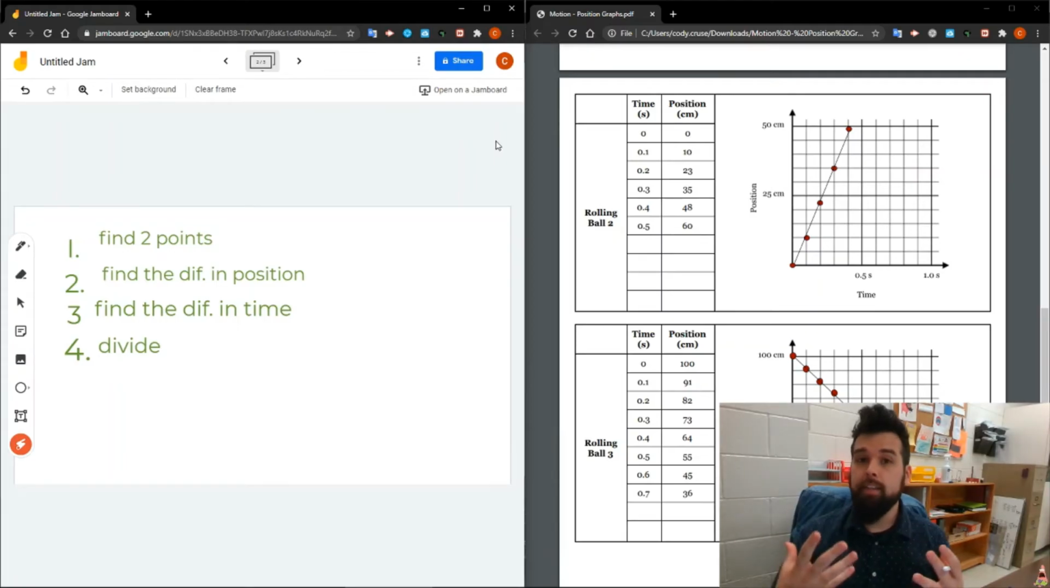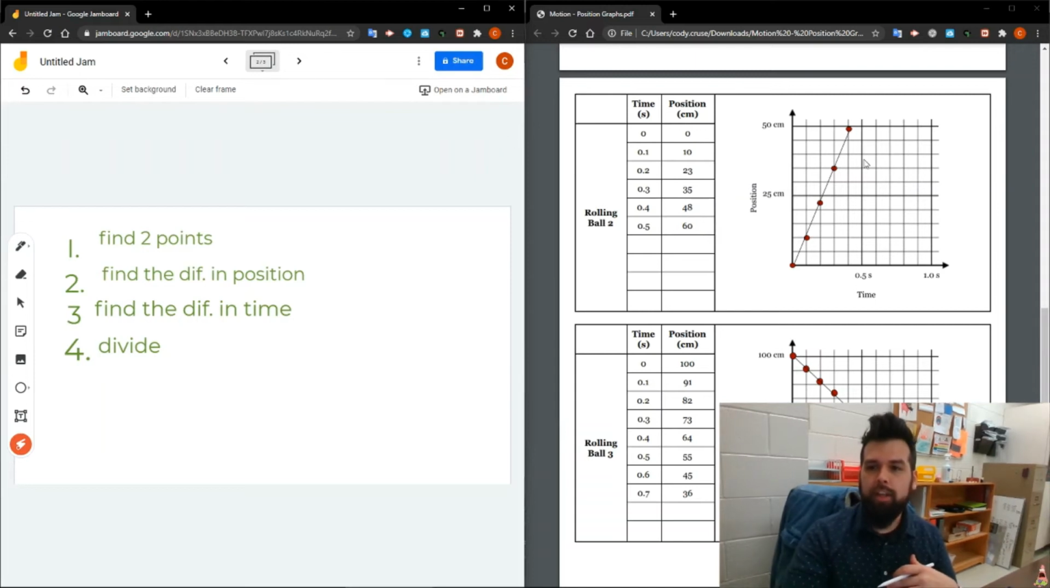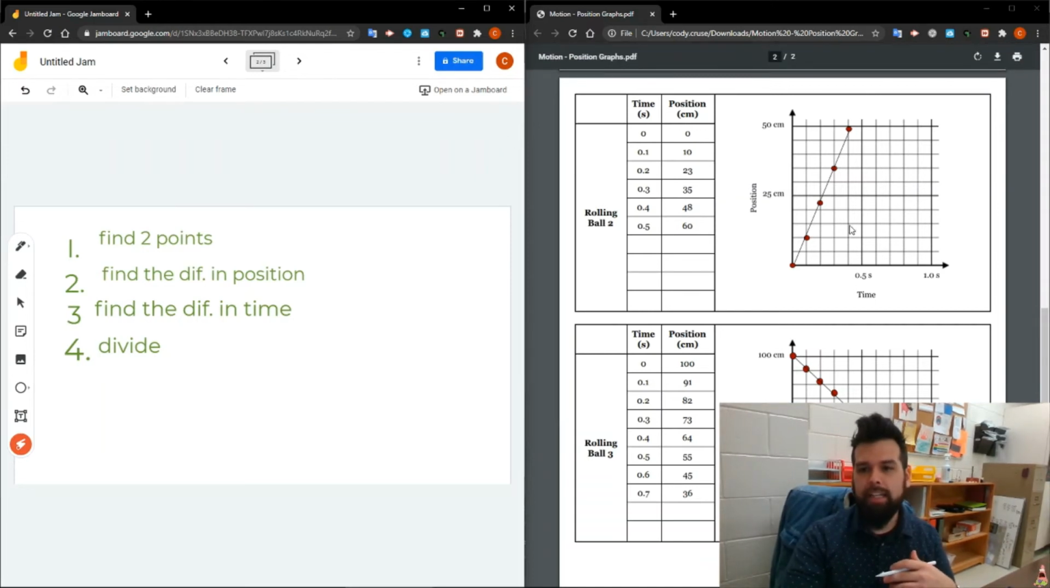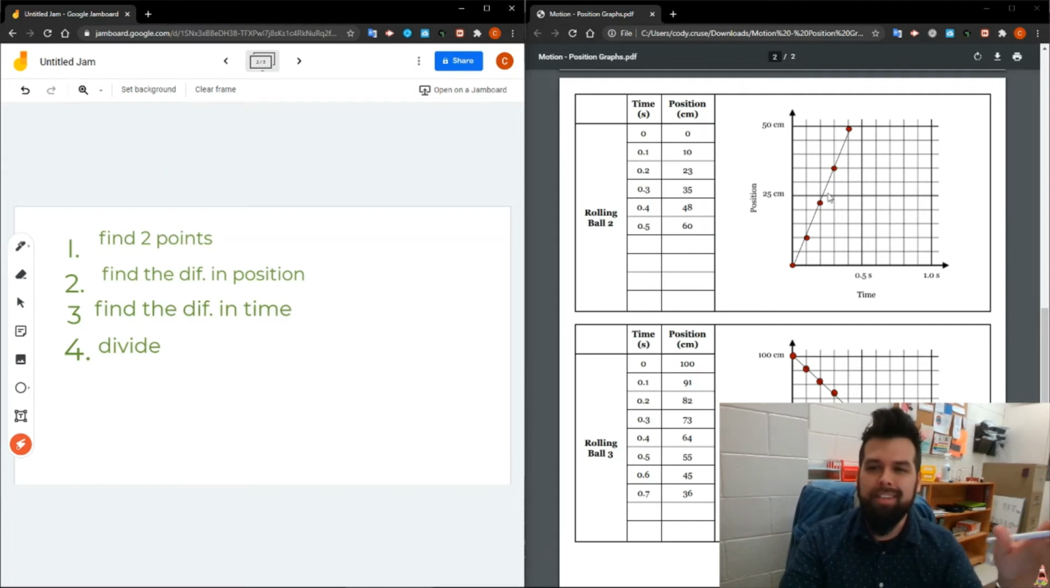Finally, let's talk about speed. Finding the speed based on a graph is as easy as 4 steps. You just have to find 2 points, find the difference in their position, find the difference in their time, and then divide those 2 numbers. So for instance, if I look at this graph right here, let's pick 2 points on here. It doesn't have to be any 2 points that we measured. It can be any 2 points. But for convenience sake, let's pick 2 that we've already measured.